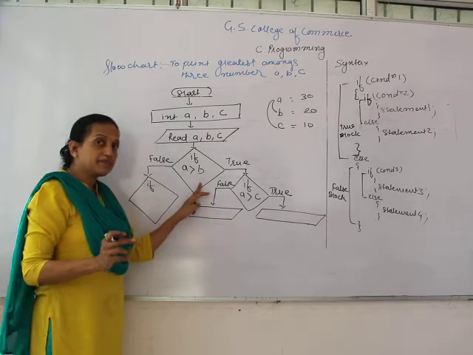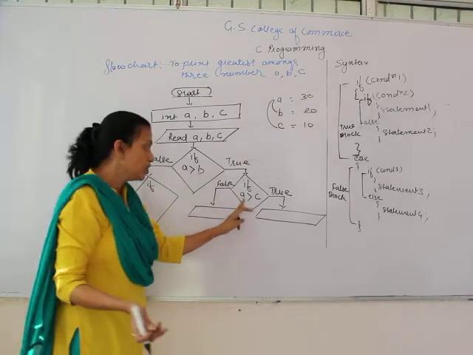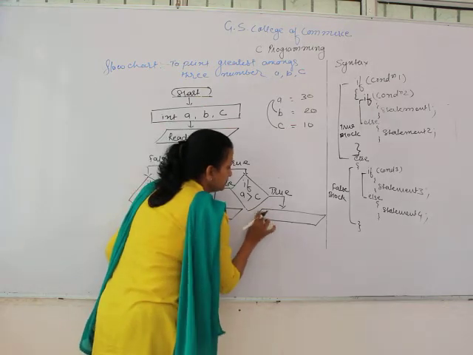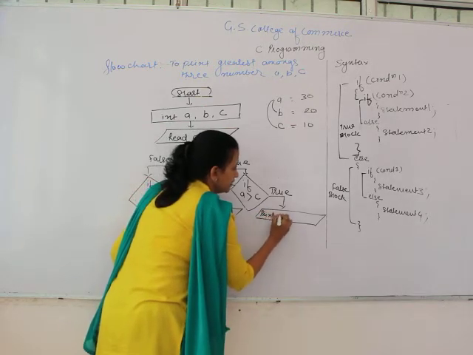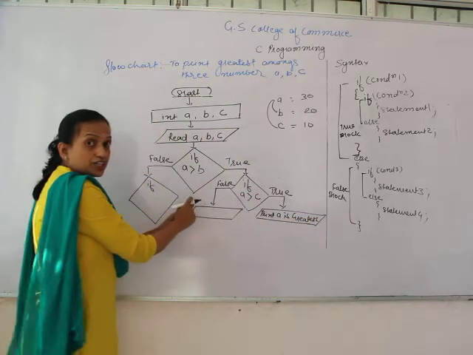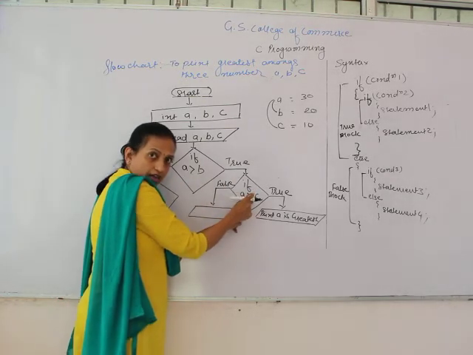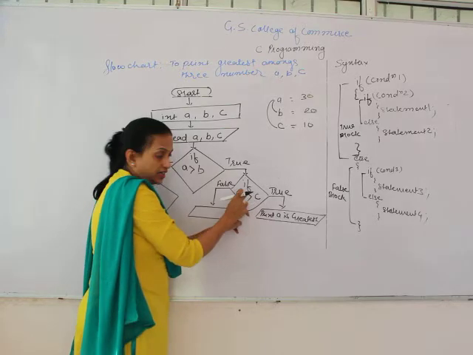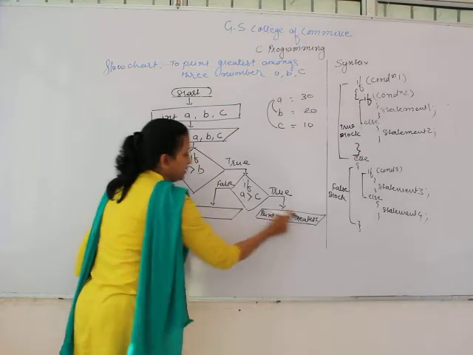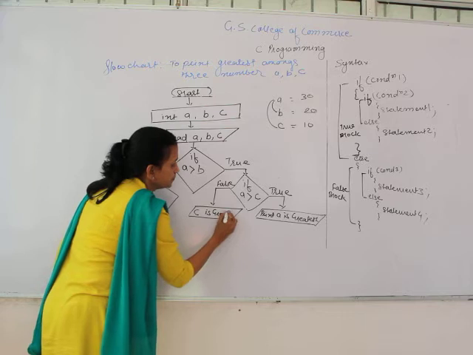So A is greater than B? Yes. If the condition is true, then the compiler passes to check the next condition, whether A is greater than C. If the condition is true, then print A is greatest. But if the condition is false, when the compiler transfers at this point, it will check the condition A is greater than C. If A is greater than C, then it will print A is greatest. But if A is not greater than C, then it will print C is greatest.